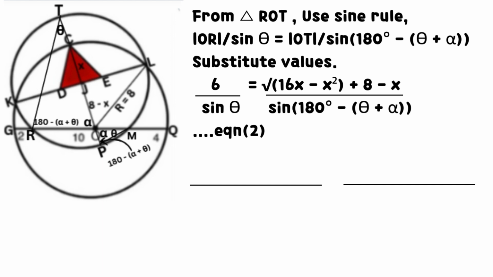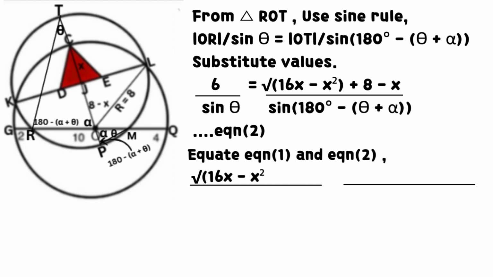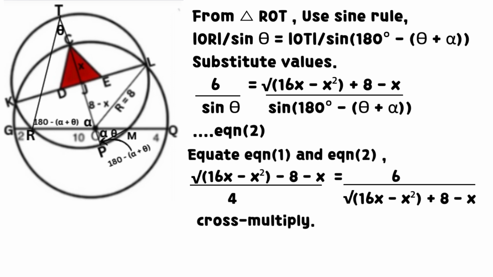Cross-multiply each of equation 1 and equation 2. Isolate the ratio of sine of angles on one side of the equation. Equate the results of equation 1 and equation 2. We have that the square root of 16X minus the square of X minus 8 minus X, all divided by 4, equals 6 divided by the square root of 16X minus the square of X plus 8 minus X. Cross-multiply.